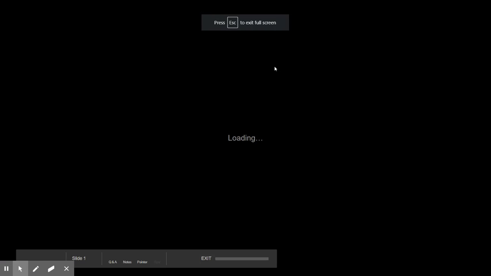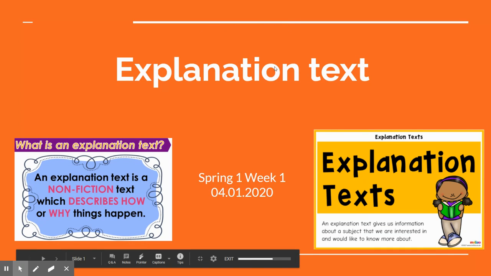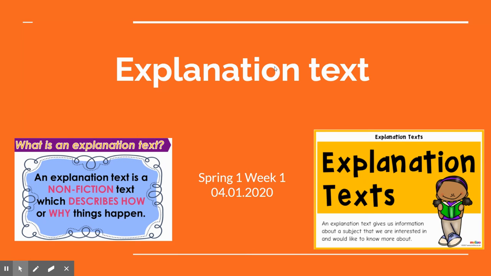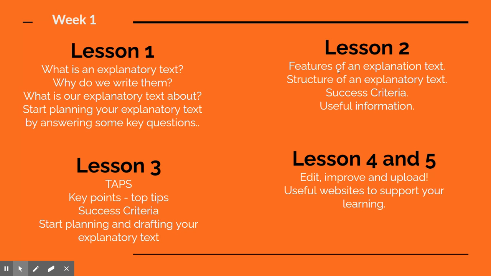So, an explanation text. An explanation text is a non-fiction text which describes how or why things happen. So it's similar to an instruction text which tells us how to make something. An explanation text explains how or why things happen or why they are. An explanation text gives us information about a subject that we are interested in and would like to know more about. So as I explained, each of these here explained to you.